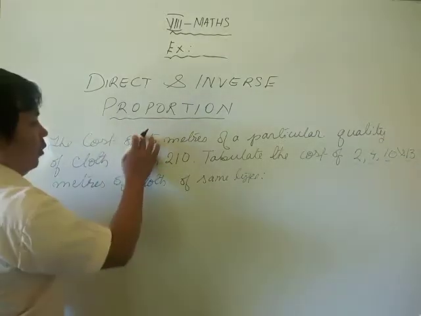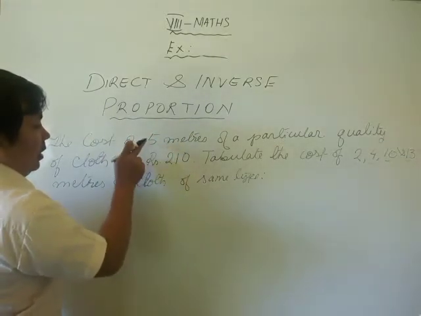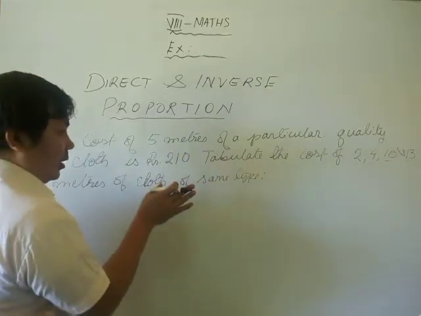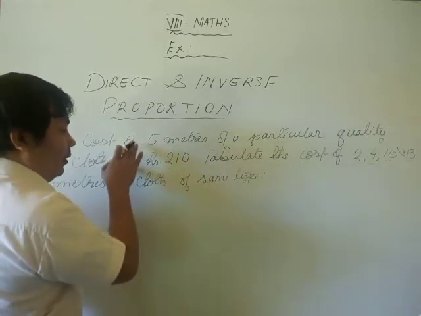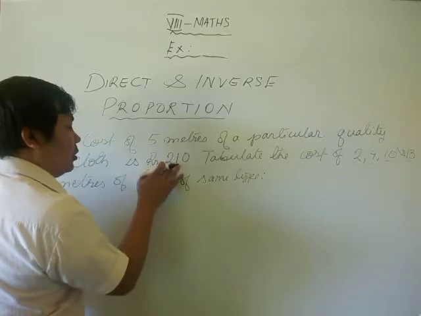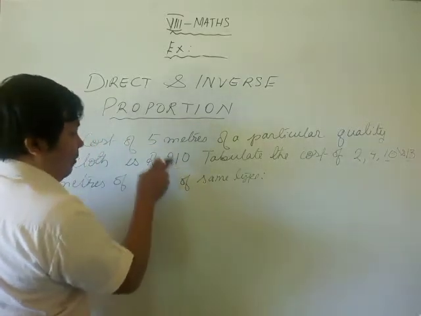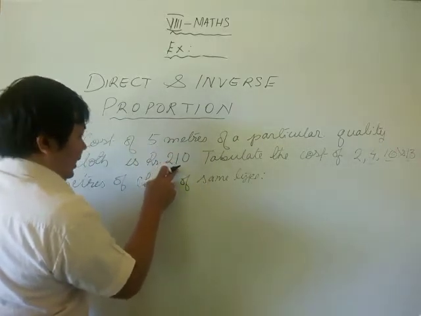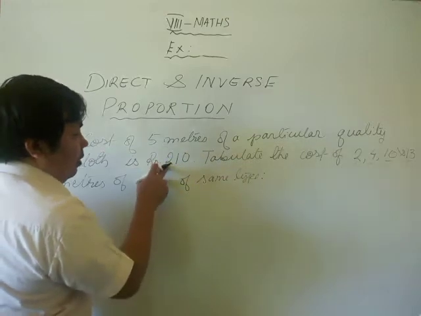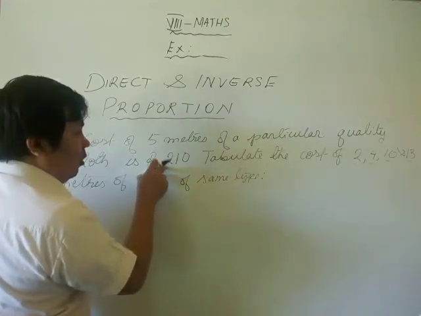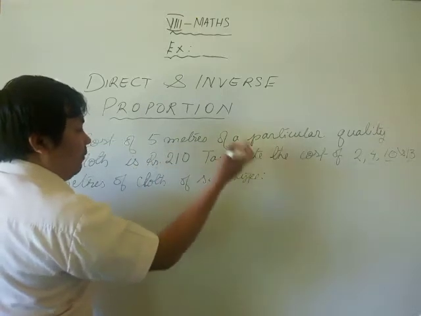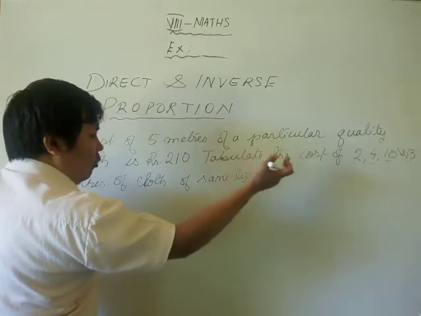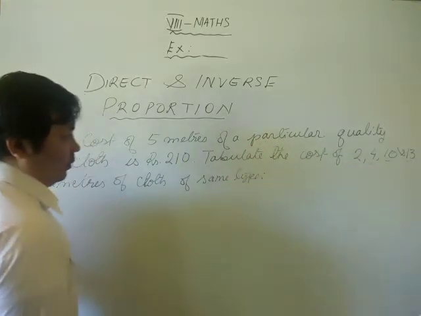See, one ratio is given here. 5 meters of cloth cost rupees 210. Means one proportion is given here. Referring to this ratio, or this proportion, you have to make the table of 2, 4, 10 and 13 meters of the cloth.